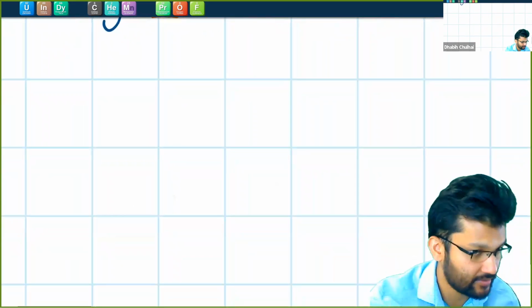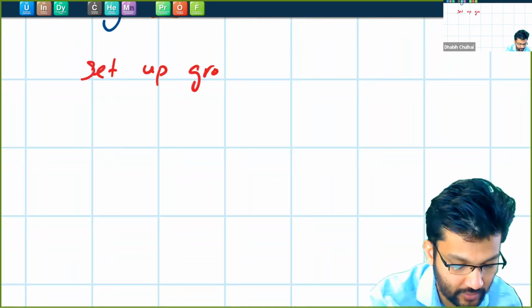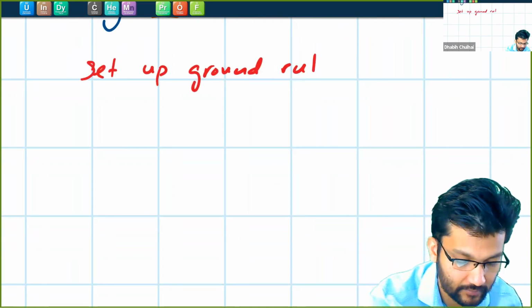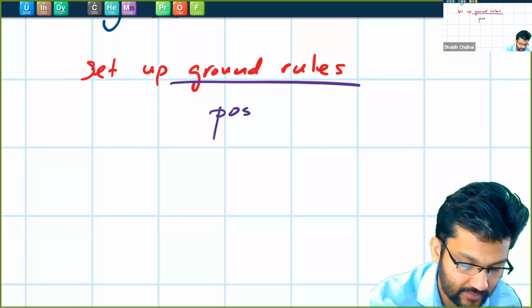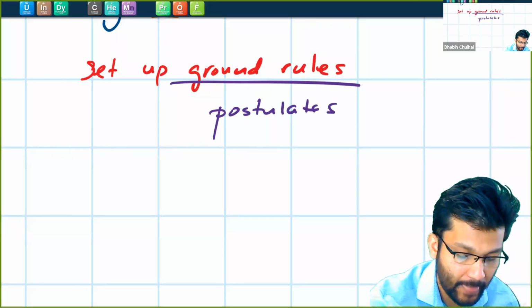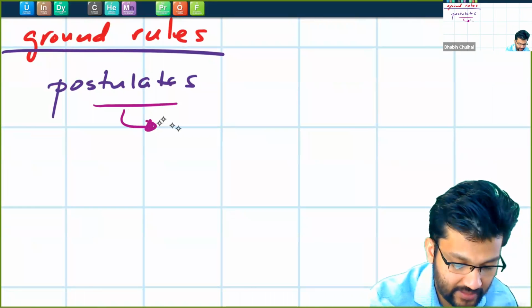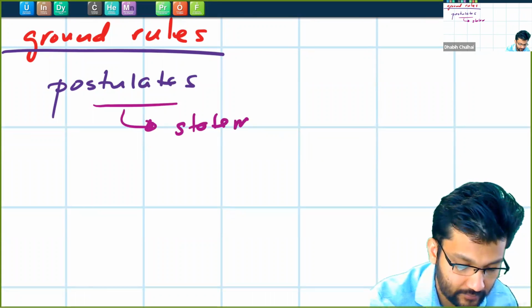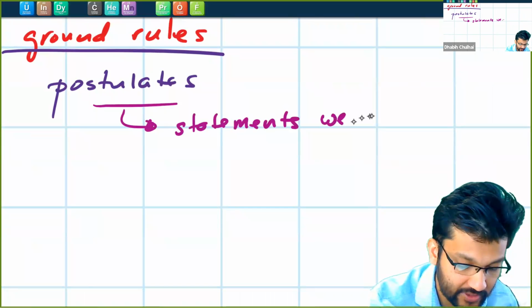So let's start out with setting up some ground rules. We'll call these ground rules postulates, because really that's what a postulate is. These are going to be statements we assume to be true.